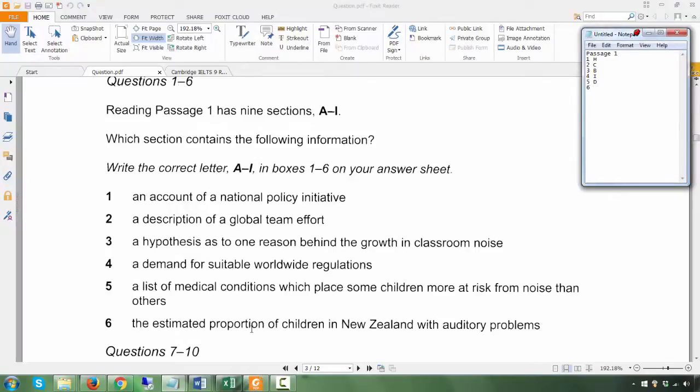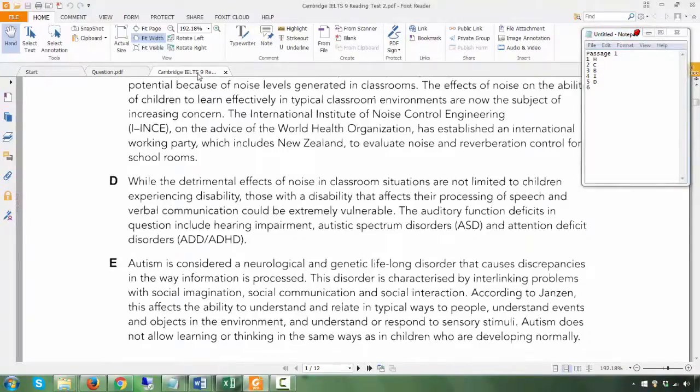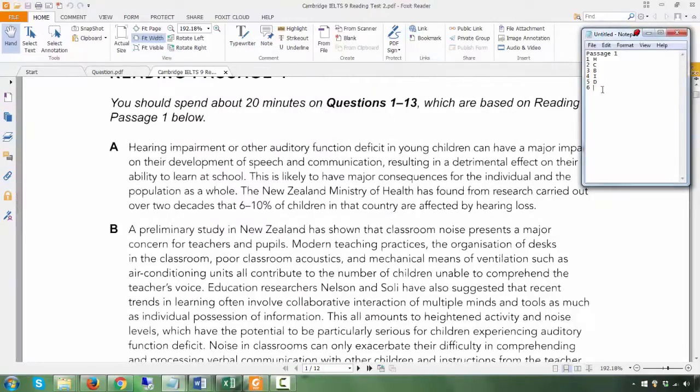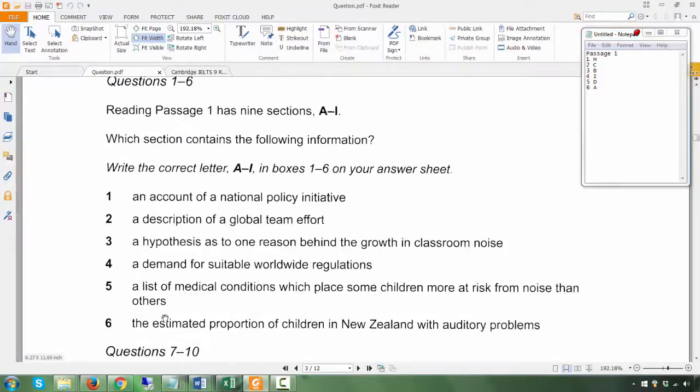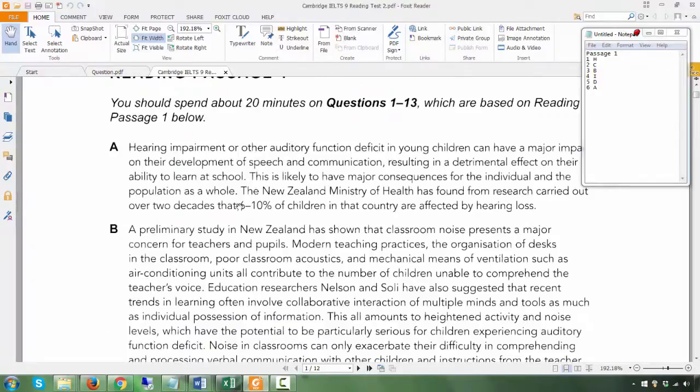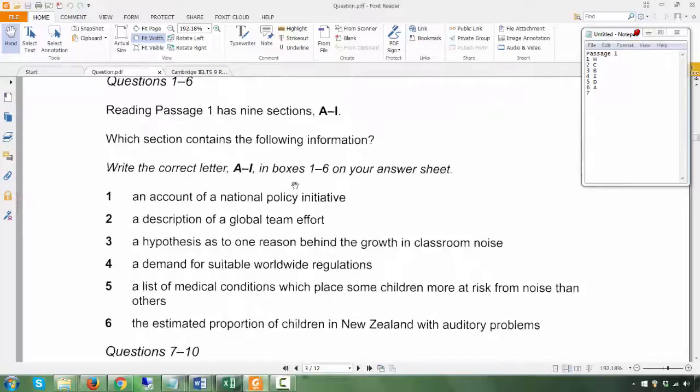Question 6. The estimated proportion of children in New Zealand with auditory problems. This is going to be an easy question with an easy answer, because the estimated proportion is a percentage. So it's going to be a number, and it's actually in A. 6 to 10% of children in the country are affected by hearing loss. All right, so let's go to the next question set.